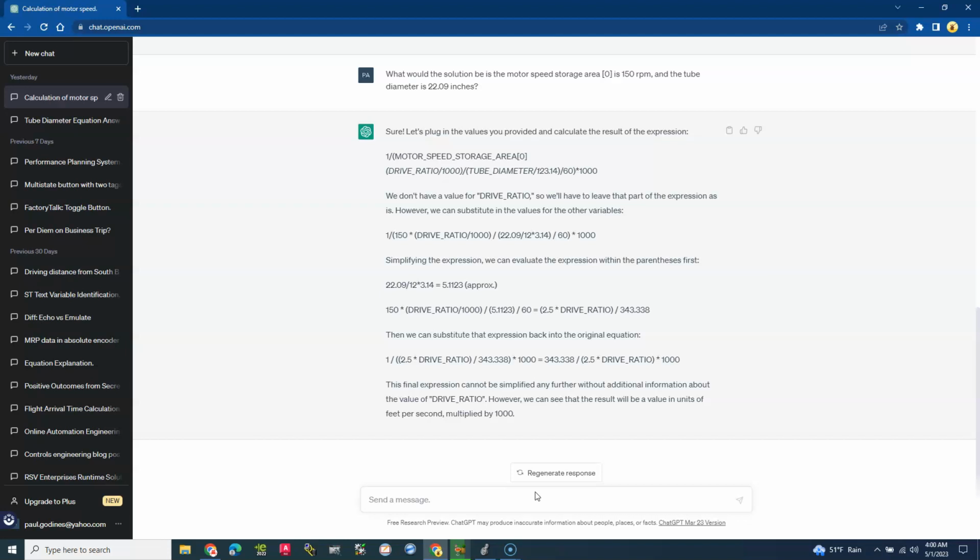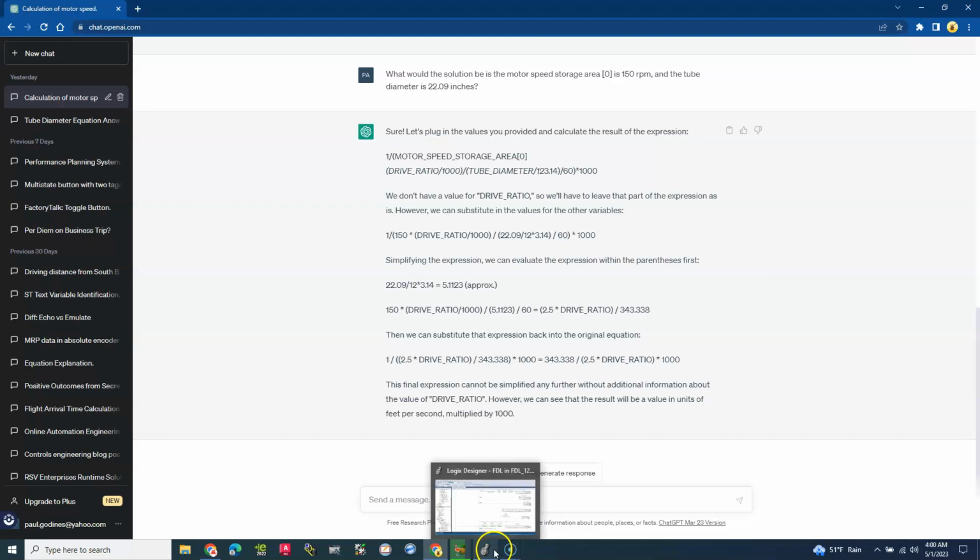So it gives you the expression right there. The only piece it's saying it doesn't have at this point to come up with a complete solution is the drive ratio. This final expression cannot be simplified any further without additional information about the value of drive ratio. However, we can see that the result can be a value in units of feet per second multiplied by 1,000.